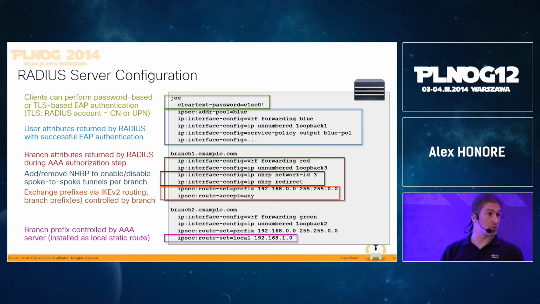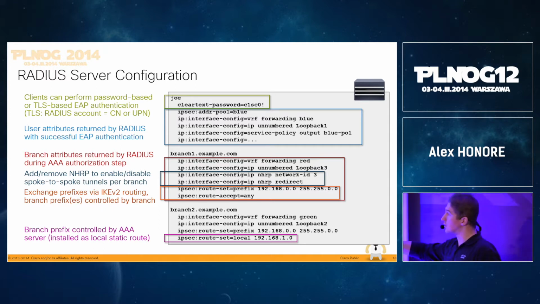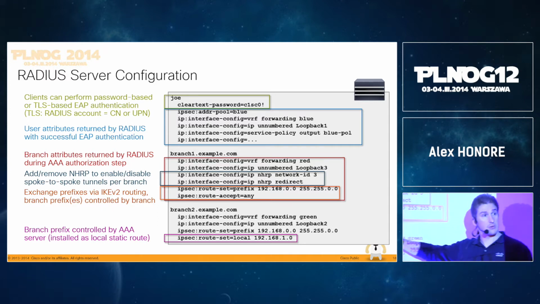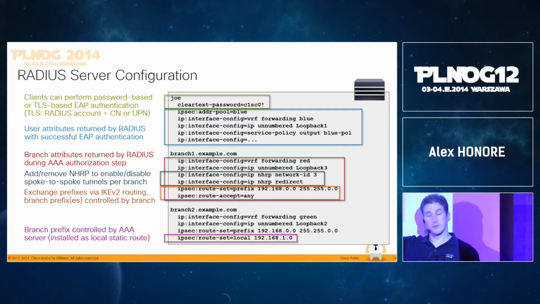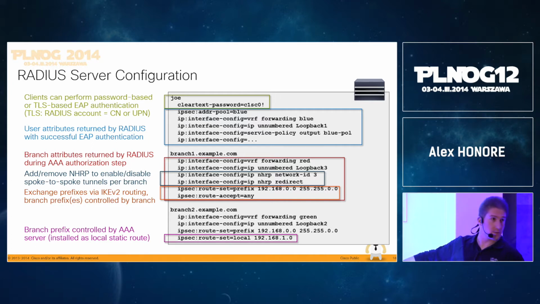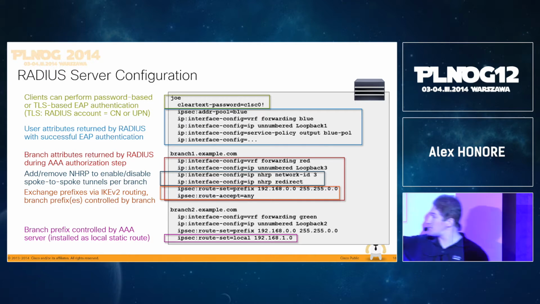You might say you don't want to let the branch control what network you see as behind the branch. What if it advertises 0.0.0.0? You can also do a full AAA managed routing policy by having, instead of route accept, you have route set local. Route set local tells you, don't accept anything because you don't have this route accept any.